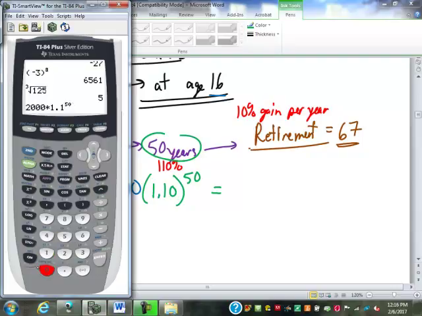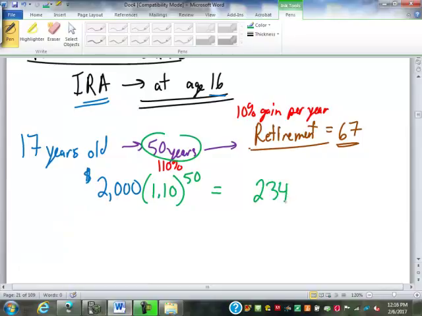Before I hit equals, does anybody want to guess what this is going to come out to be? Anybody want to guess more than 50,000? More than 100,000? A couple of you? Okay, well, it actually comes out to be $235,000. $234,781, we'll call it. Actually, 782 if we're rounding off. So that $2,000 at 17 years of age, if properly invested and left there until you retire, should be between $200,000 and $250,000.